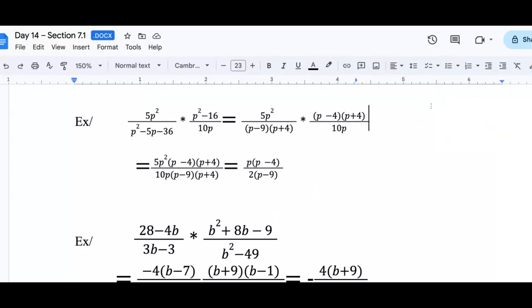Let's see this. How do I get this away? This is so big. Let's see this one. The numerator will have 5p squared, quadratic. The denominator will have a quadratic also, p squared minus 5p minus 36. Multiply, the numerator is p squared minus 16, a difference of two squares, divided by 10p.